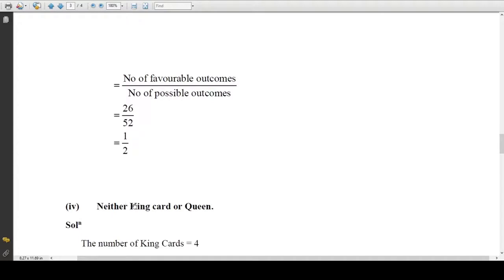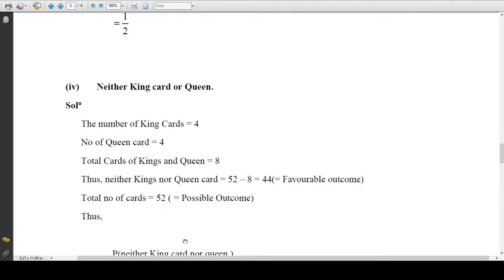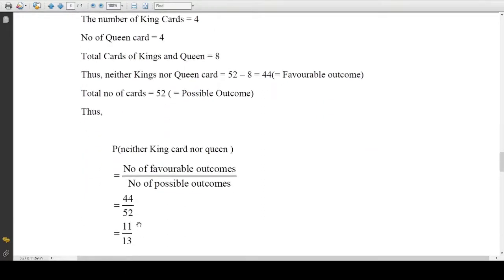Number 4, neither king nor queen. You don't need a king, you don't need a queen. Here kings will be 4, queens will be 4. If you don't need king and queen, you have to subtract this 8 from 52, which is 44. Hence the probability will be 44 by 52, which is 11 by 13.